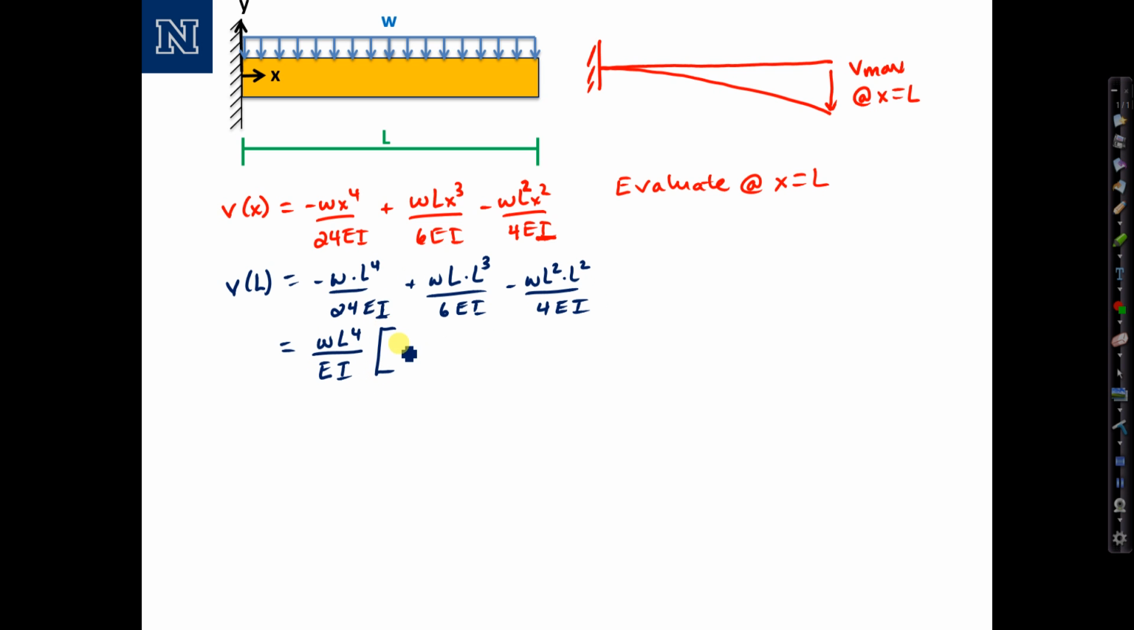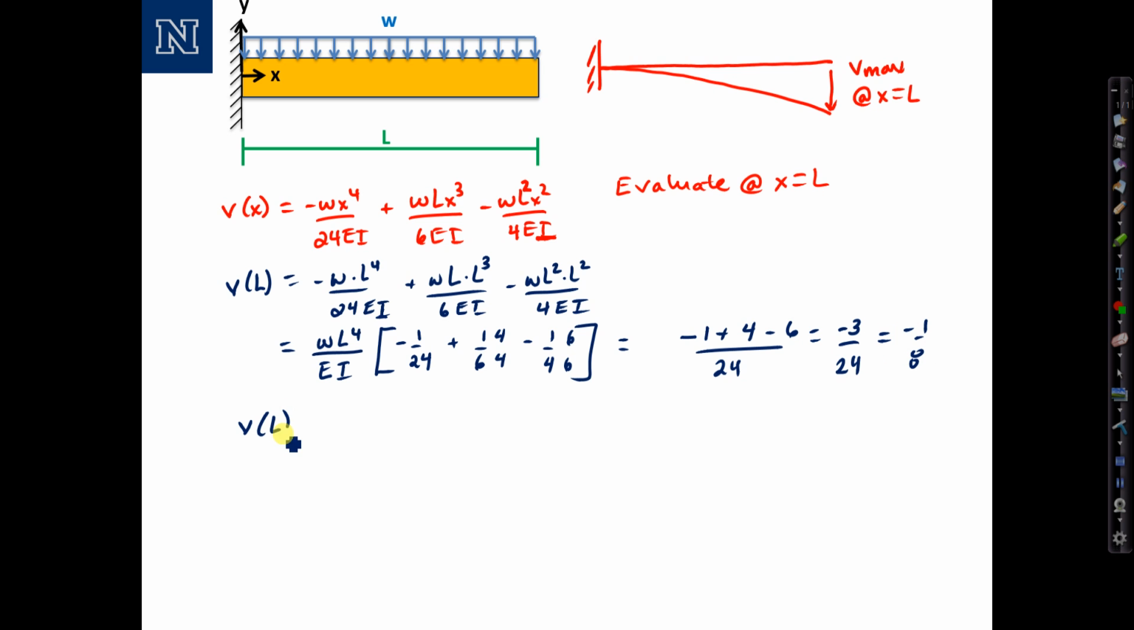Now the numbers from the first one, negative 1 over 24 plus 1 over 6 minus 1 over 4. Now what we need to do is find the least common multiple, which is 24, since 6 and 4 both go into 24. We multiply the second term by 4 over 4. We multiply the third term by 6 over 6. A little bit of math to reduce. I have negative 1 plus 4 minus 6 over 24, which reduces to negative 3 over 24, which reduces to negative 1 over 8.